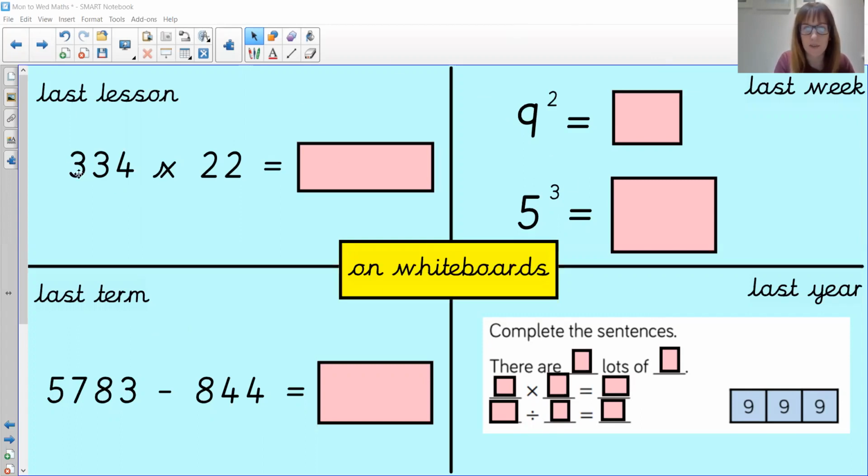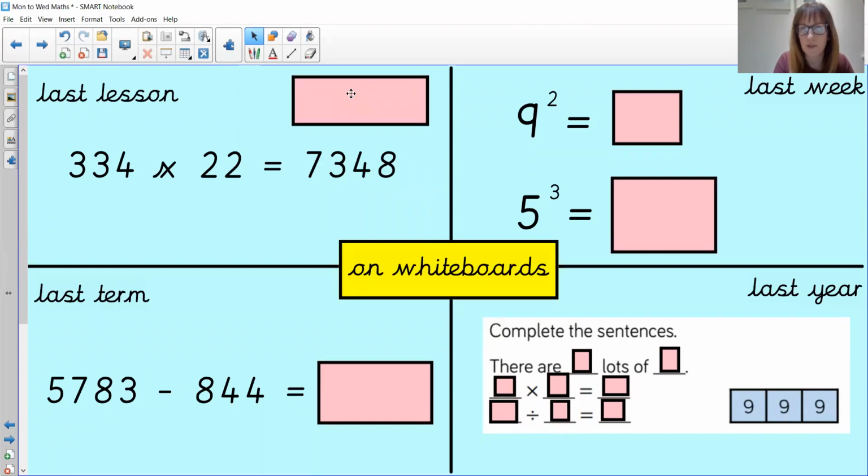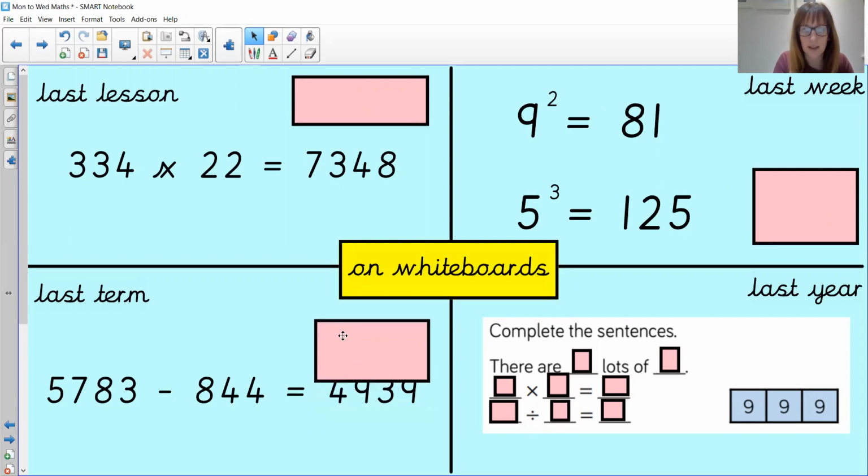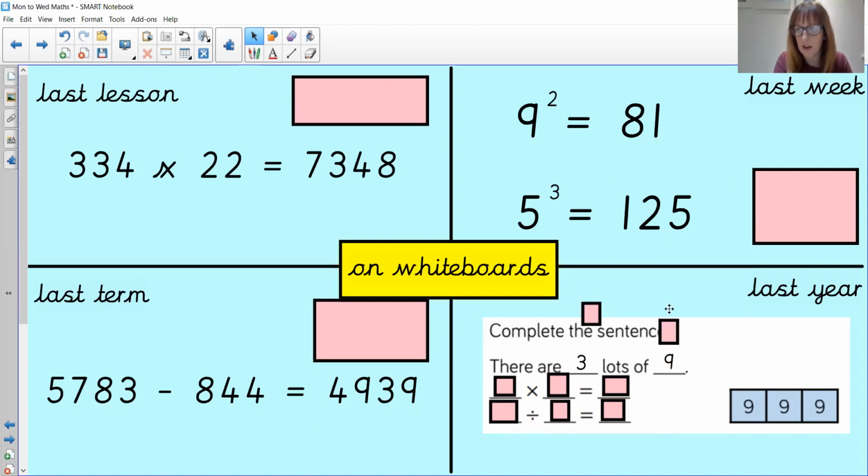So last lesson, we were multiplying 3 digits by a 2-digit number, and your answer is 7,348. 9 squared equals 81 and 5 cubed equals 125. So last term we've got a subtraction question here and your answer should be 4,939.